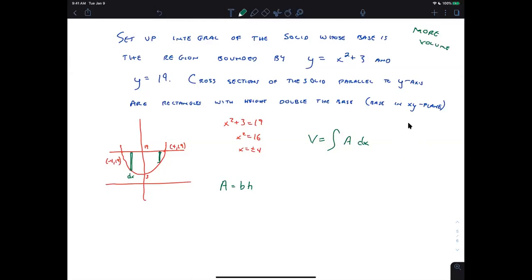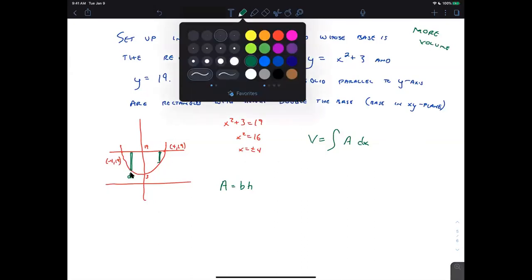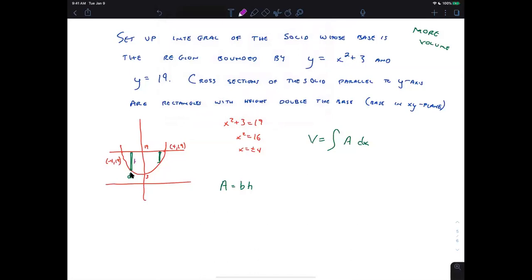All right, so anyway, the area of the rectangle is base times the height. Well, the base is oddly enough the height of this rectangle. So the base is right there.